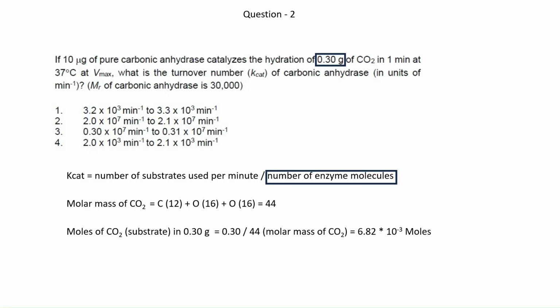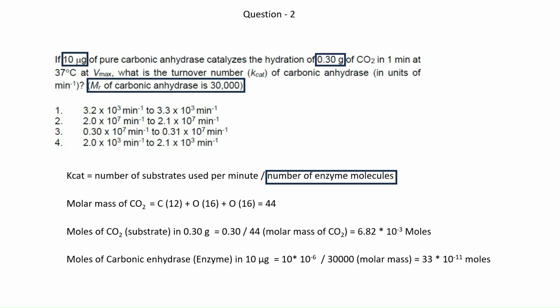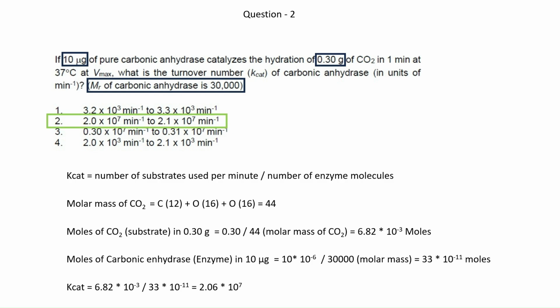Now, in a similar way, the number of enzyme molecules. So we have the amount of enzyme that is 10 microgram and its molar mass is 30,000. So using these numbers, we'll get the moles of carbonic anhydrase to be 33 into 10 raised to minus 11 moles. Now, putting both of these numbers in the equation for the kcat, we'll get the result 2.06 into 10 raised to 7. So from this result, the correct answer is option 2.